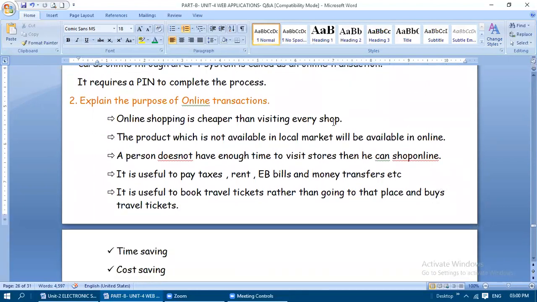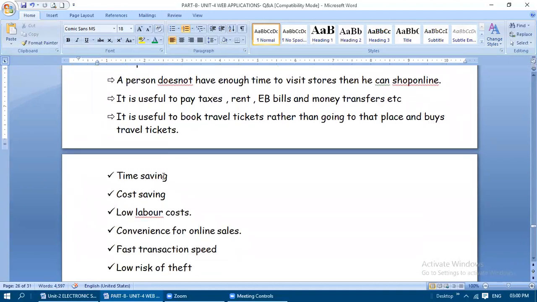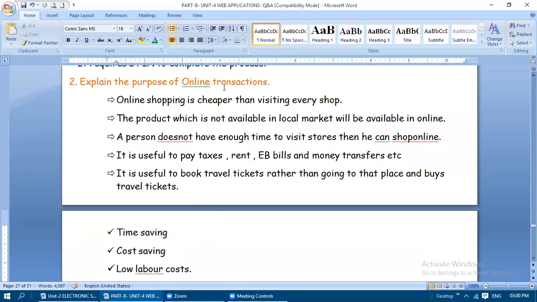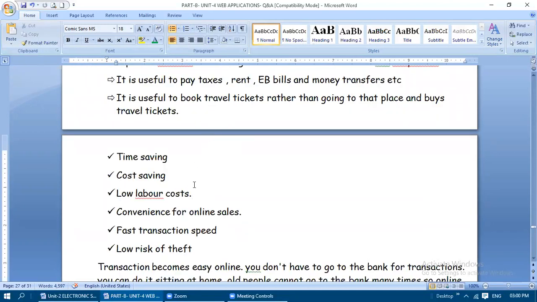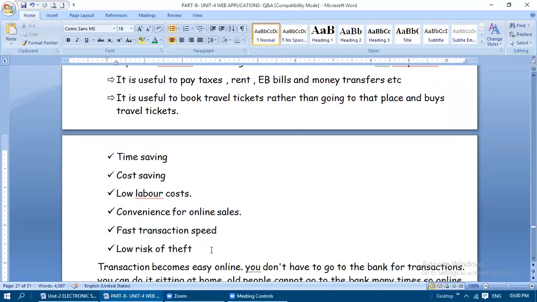Explain the purpose of online transactions. So the purpose is, we can save time, we can save cost, and there is low labor cost also on the shopping side. They will have these kinds of advantages: low labor costs, convenience for online sales, fast transaction speed, and low risk of theft. These are the advantages on the seller side.